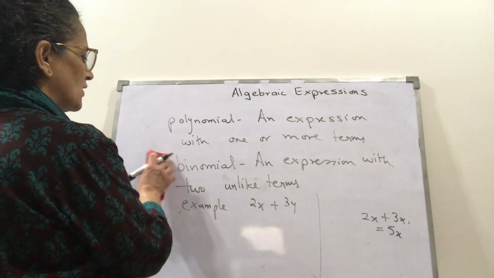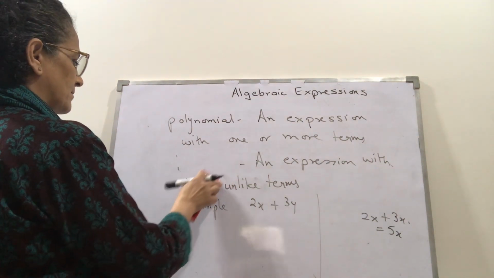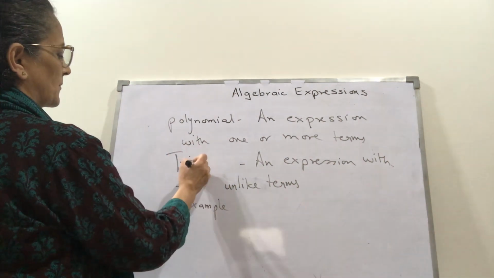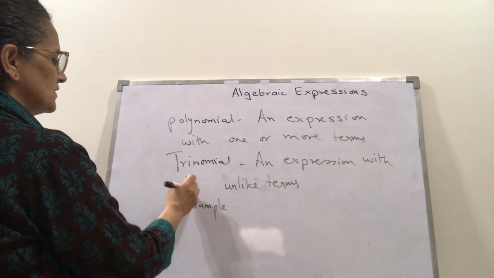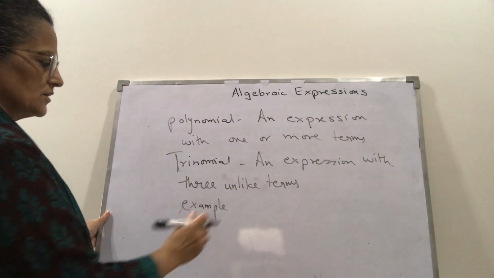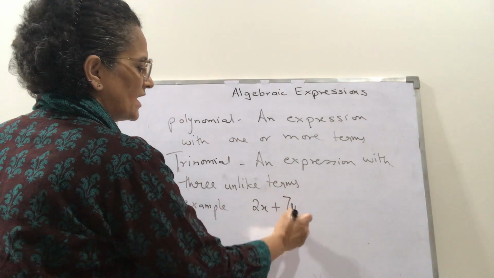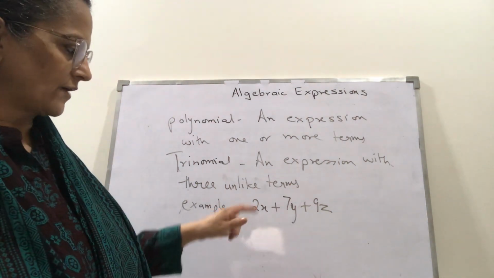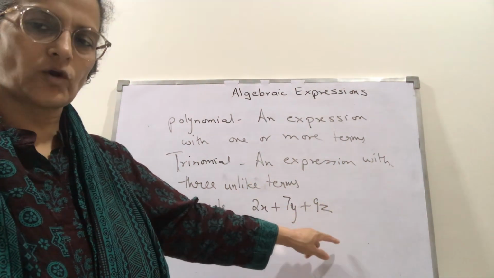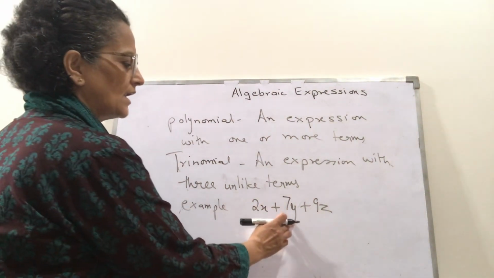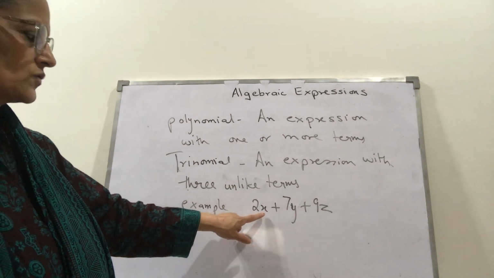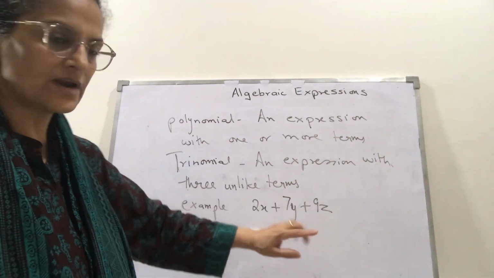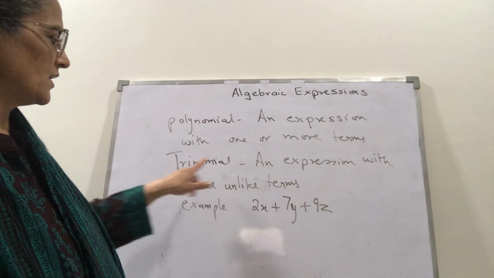Let's talk about trinomial now. An expression with three unlike terms. So you can say 2x, 7y, 9z. Now these are different. X, y, z are different algebraic factors. So this addition cannot be performed. We can perform when they are like terms. So this has three terms. First is 2x, second is 7y, third is 9z. So the name given to this specific polynomial is trinomial.